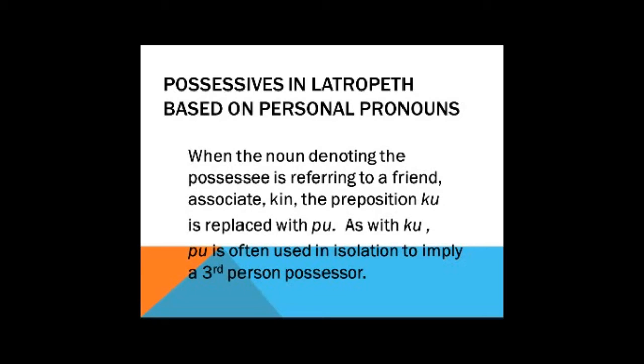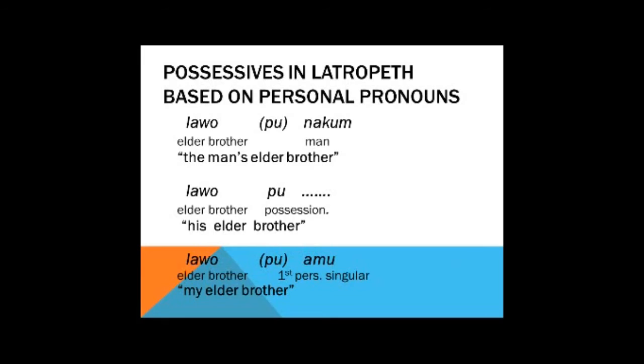When the noun possessee is referring to a friend, associate or kin, the preposition ku is replaced with pu. As with ku, pu is often used in isolation to imply a third person possessor. It's essentially the same as what we've just seen. It's just if what is being possessed is a friend or a kin or associate, the preposition is replaced with another preposition. And obviously it's a different understanding of the term possession. So when I say my elder brother, I obviously don't own my elder brother, it's just the expression.